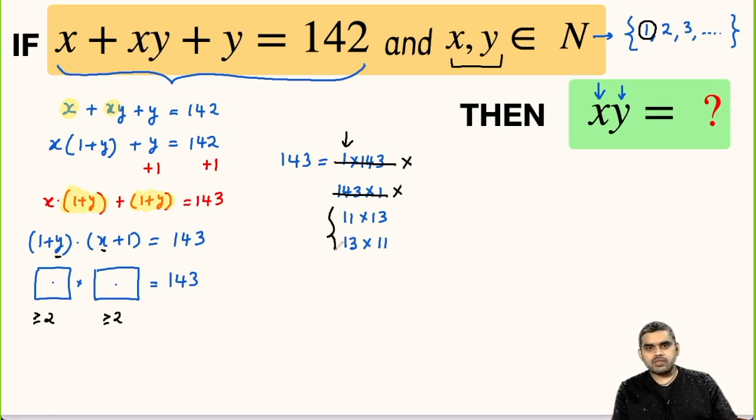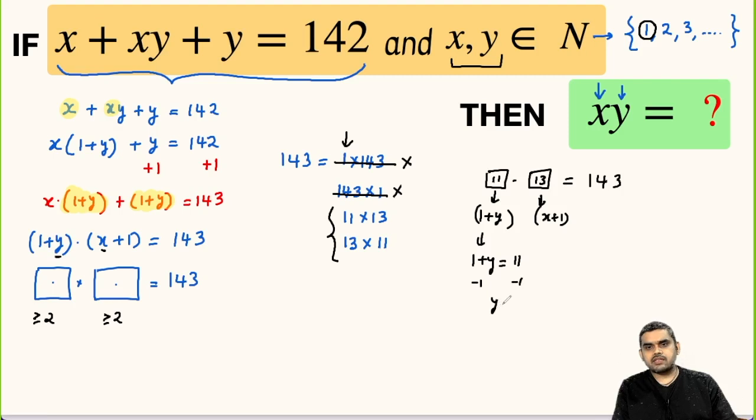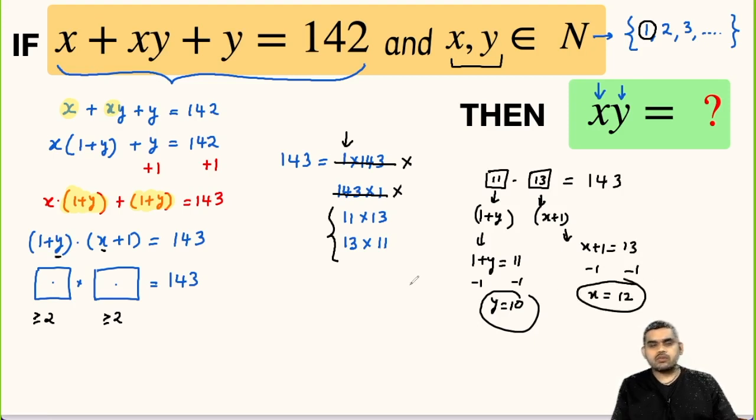Now we have two possible cases. So here it is given as first box multiplied with second box equals 143. So inside the first box let us take 11, and in the second box let us take 13. The first box represents 1 plus y, and the second box is x plus 1. So we can substitute here. 1 plus y equals 11. So subtracting 1 from both sides, y equals 10. Likewise, we can write x plus 1 equals 13. Subtracting 1 from both sides, x equals 12. So one possible value of x and y is x equal to 12 and y equal to 10.